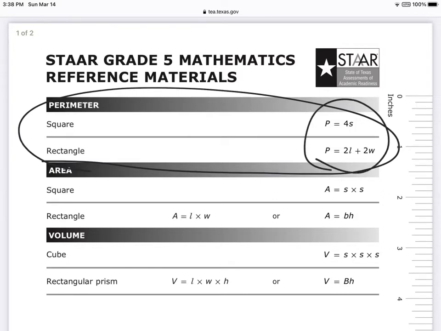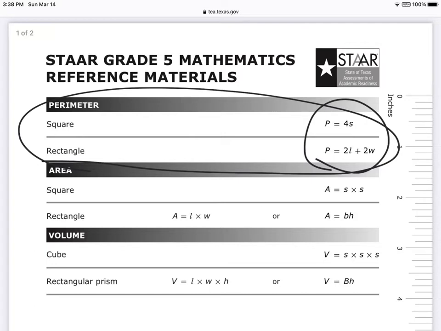For the perimeter of a square, it states perimeter equals 4s, which basically just means that you're going to take whatever one side of your square is and times it by 4. And for the perimeter of a rectangle, it says perimeter equals 2L plus 2W, which means you're going to take the length times 2, the width times 2, and then add those two answers together. So perimeter is pretty easy.